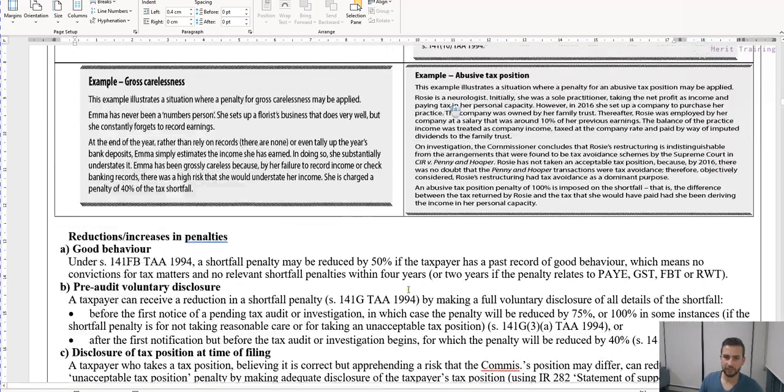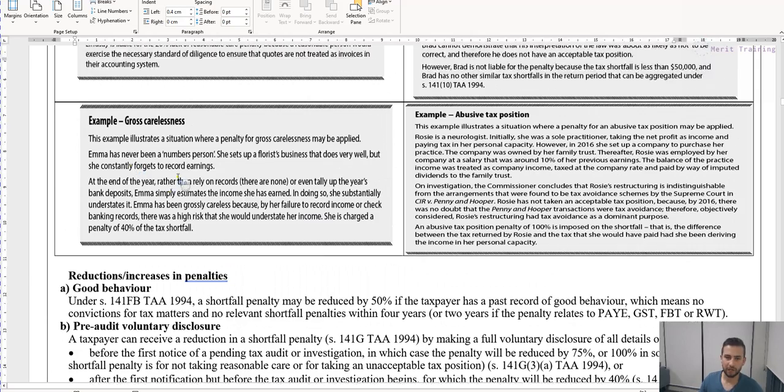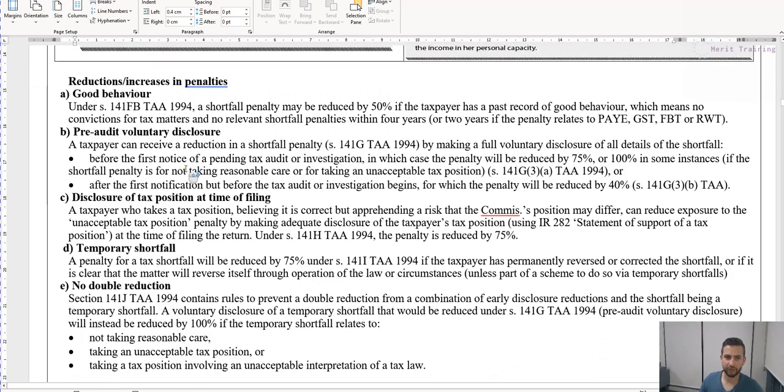So we've got some examples here which you can read through if you like, but I think we've pretty much covered those penalties. But as I mentioned before, there are 2 sides to the commissioner. Obviously they can issue penalties, but they also have the power to do some good things as well. So the commissioner can actually reduce penalties in certain situations. For good behaviour, they can reduce the penalty by 50%.